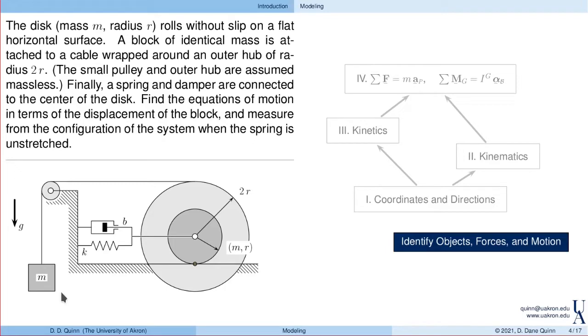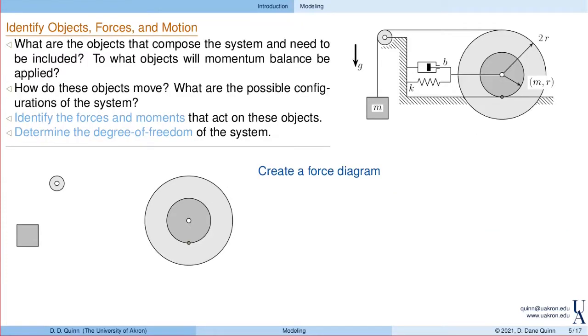So where do we start? Well, we know where to start. We start by identifying the objects and the forces and the motion. So let's do that on the next page. Now, what you're going to see in this video lecture is these broad categories, like identify objects, forces, and motion. And then you're going to see some questions and some things that you want to do as you're carrying out this step. In particular, the first thing I always ask is, well, what are the objects?